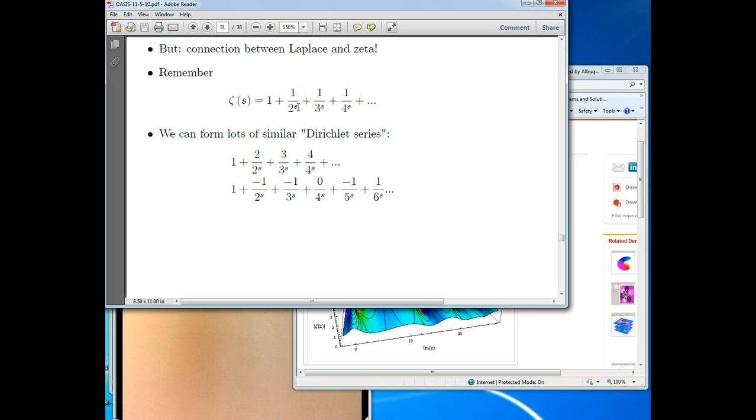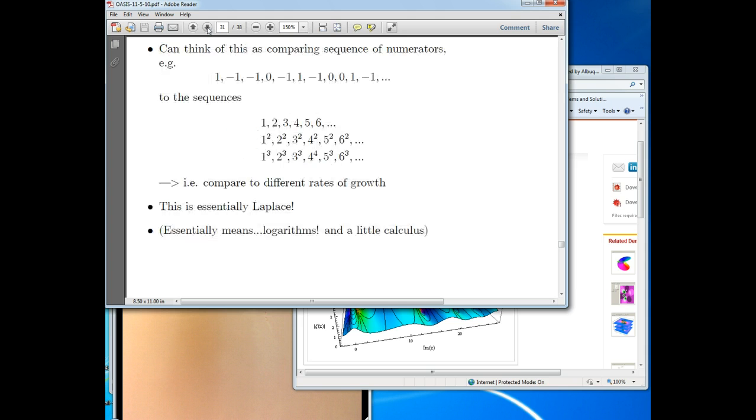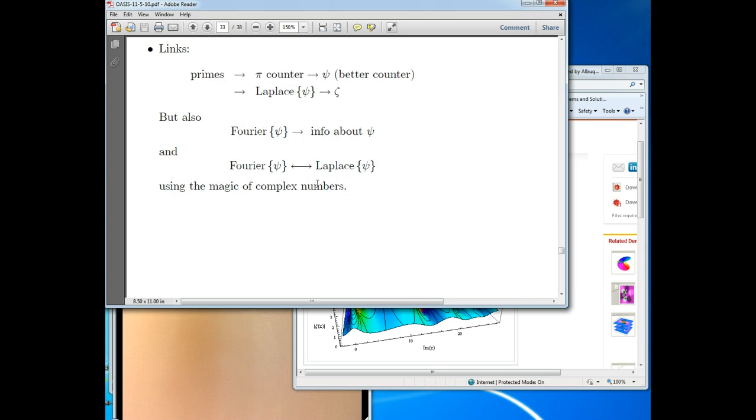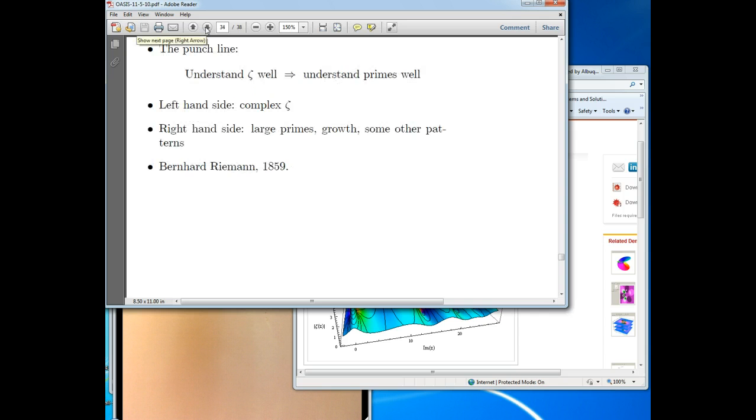Could I possibly make s i, or 3 plus i, or 17 plus pi i? Well, it does actually make sense. And you can compute with it. And it turns out to be the complex zeta function. So if you understand zeta well, you will understand the primes well. That is the whole punchline of this whole thing.